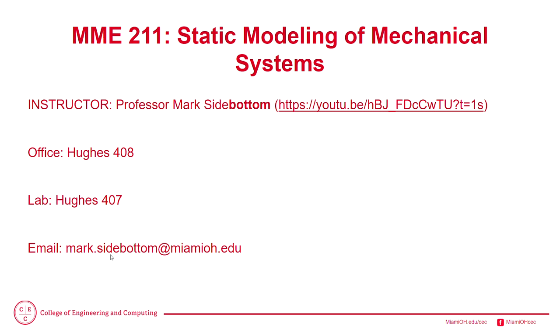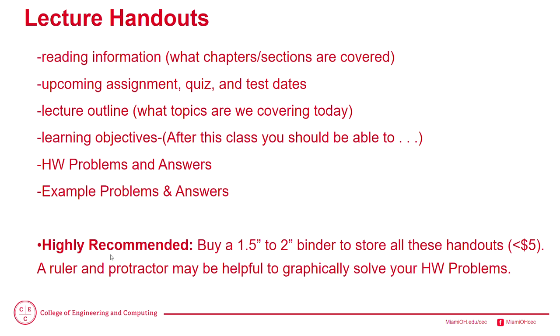I want to get through some administrative things just to make sure everything is clear. The most important resource available to you in this course is the lecture handouts on the Canvas site. They give you all the information you need: what chapters in the book you need to read, what quizzes and assignments will be due, what topics will be covered in the lecture, and the learning objectives, so basically what you should be able to do after the class. They also tell you what the homework problems are and the answers to those problems, and they give you the common example problems that I will cover in the videos, along with the answers to those example problems.